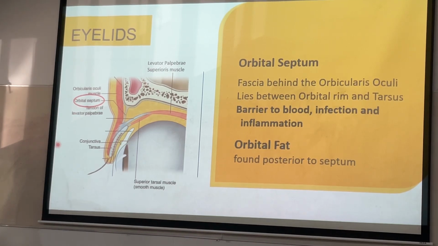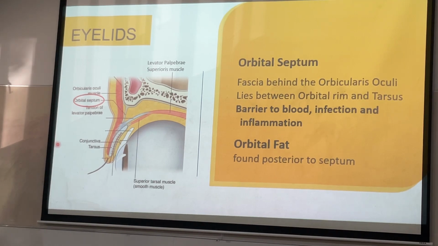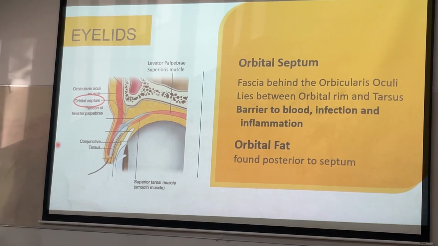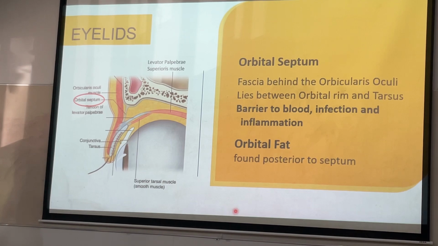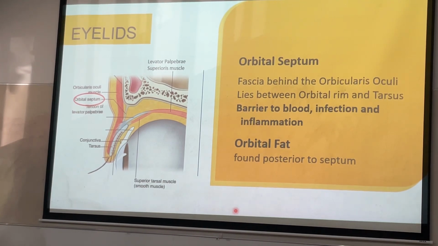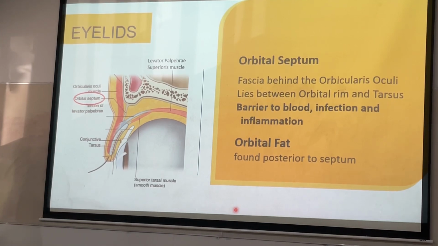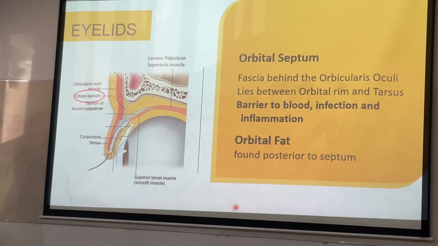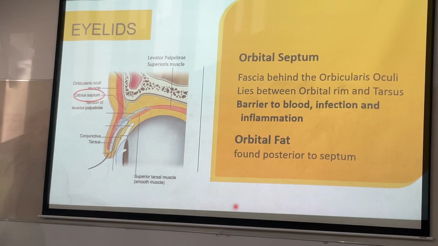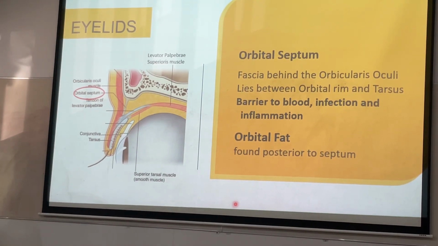So this is very important because the function of your orbital septum is it serves as a barrier to blood, infection, and inflammation. Okay, so remember this structure. And behind this orbital septum, this yellow structure here is just your orbital fat. So anytime that you have an eyelid trauma and you see fat coming out from the eyelids, that means your orbital septum has been violated. So you are prone to infection and inflammation. So that's why it's an important structure. If you don't see any fat coming out of eyelid trauma, then more likely the orbital septum is intact.